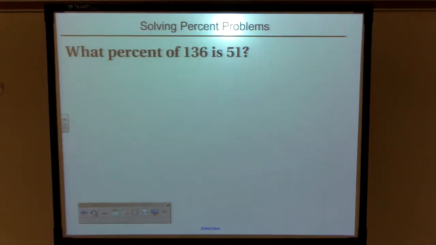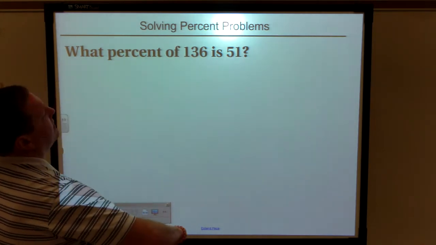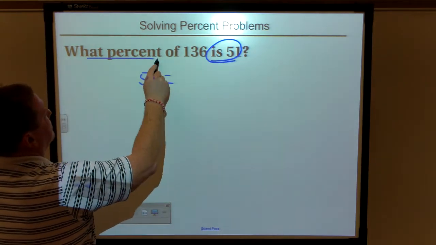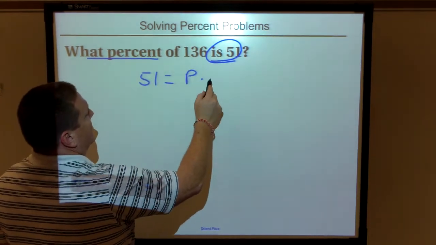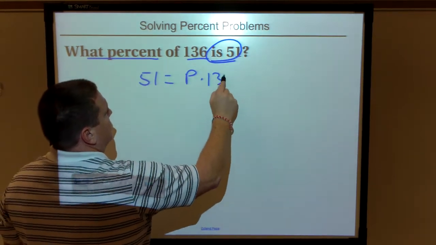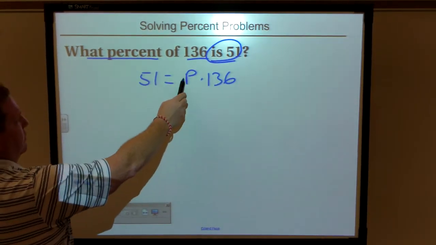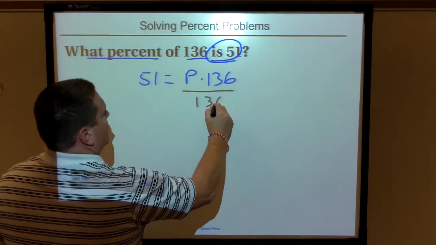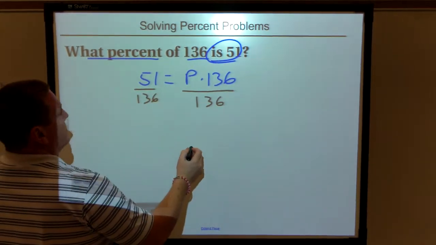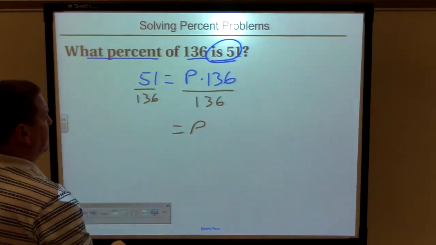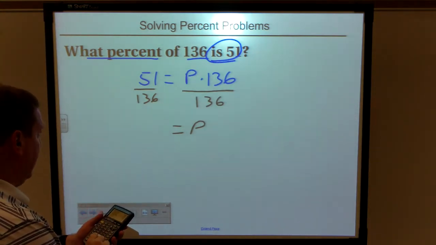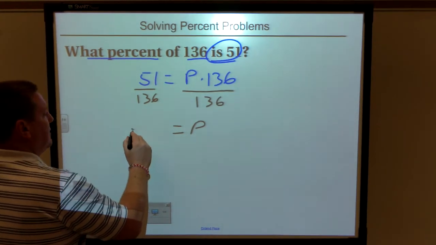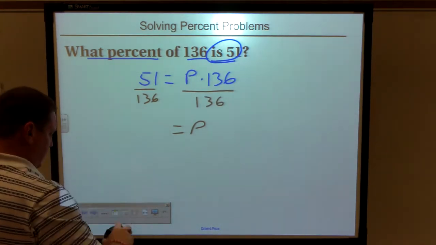What percent of 136 is 51? Is 51, that's the part. We want to know the percent, so we don't know what that is, so we're going to put P times of 136. That's the total. So part equals percent times total. We're going to divide both sides by 136. And we have P, use a calculator here, equal to 51 out of 136. And what that comes out to is 0.375.